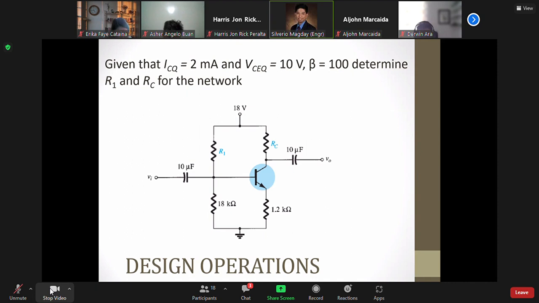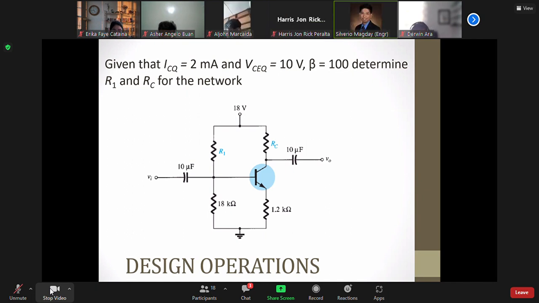Anong value ng R1 and then your RC? So pwede nyo i-take out sa voltage divider by taking now your VTH as your 18 times R2 over R1 plus R2. Tapos yung sa RTH, yun din, parallel nga ng R1 and R2. And actually, you can take a relation on there.